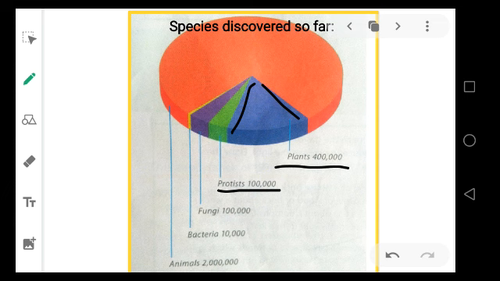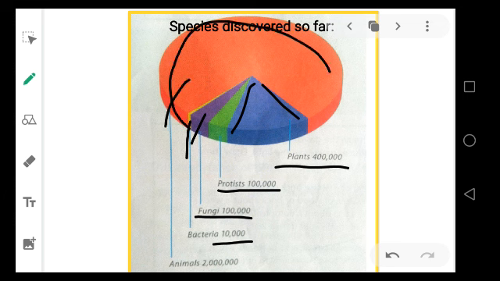These have been discovered about 100,000, and this fungi over here is almost the same as protists, 100,000. Coming towards bacteria, there is a very small range, about 10,000. And coming towards animals, there's a very wide range over here. As you can see, that is about 2 lakh, okay? This is the most discovered species so far.